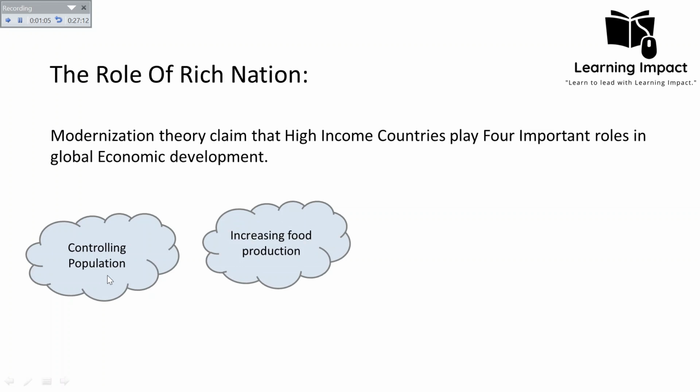And the second important role is that it increases food production, because they export the high-tech farming methods to poor nations to increase agriculture yields, and also they export the new hybrid seeds. They also give awareness about the modern irrigation methods.